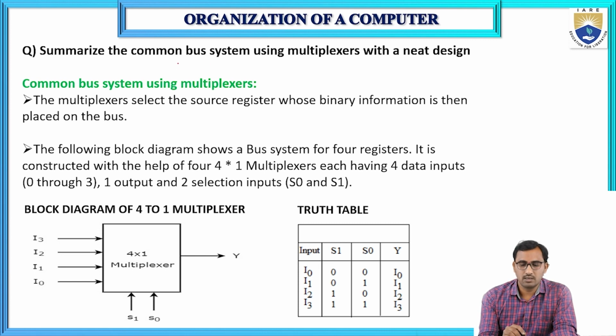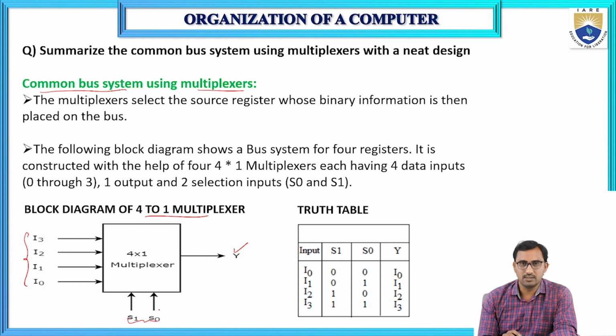Summarize the common bus system using multiplexers with a neat design. In a common bus system, instead of taking individual connections between the registers, we use a common bus system with multiplexers. Before going into detail, we will have a glance at the 4 by 1 multiplexer. A 4 by 1 multiplexer has 4 inputs and 1 output, and the selection lines are 2.